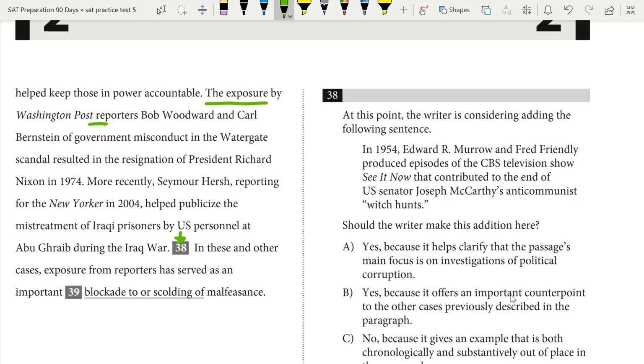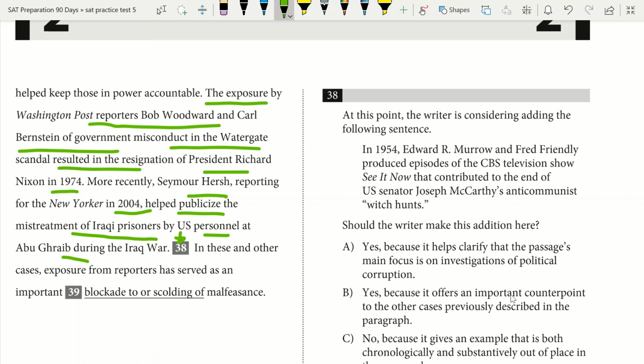The exposure by Washington Post reporters Bob Woodward and Carl Bernstein of government misconduct in the Watergate scandal resulted in the resignation of President Richard Nixon in 1974. More recently, Seymour Hersh, reporting for the New Yorker in 2004, helped publicize the mistreatment of Iraqi prisoners by U.S. personnel at Abu Ghraib during the Iraq War. Now in 38, I asked, should I add the following sentence?